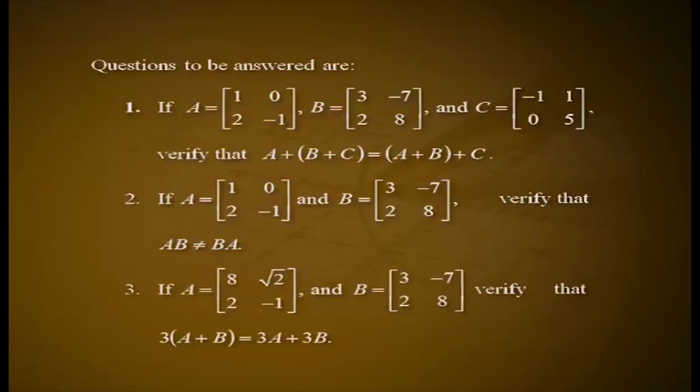If A is the matrix [8, root 2; 2, -1] and B is the matrix [3, -7; 2, 8], verify that 3 into (A plus B) is equal to 3A plus 3B. Show that A cube minus 4A square plus 5A is equal to 2I if A is the matrix [2, -1, 1; 1, 0, 3; 0, 0, 2], where I is the 3 by 3 identity matrix.